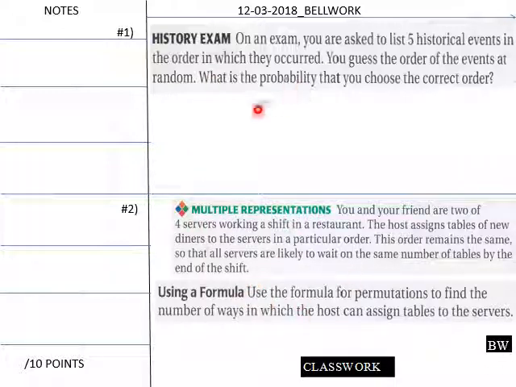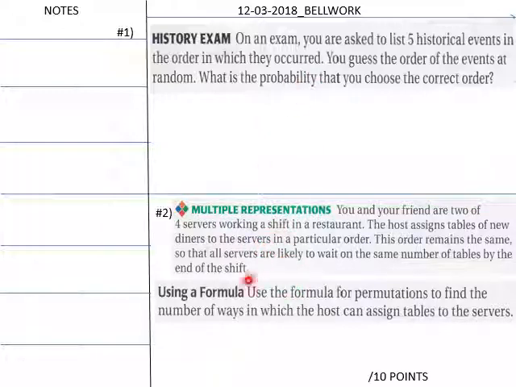We have 2 word problems. You guess the order of 5 historical events in the order in which they occurred at random. Then, you use a formula for permutations to find the number of ways the host can assign tables to servers. I'll give you 6 minutes to do these 2 problems, students.